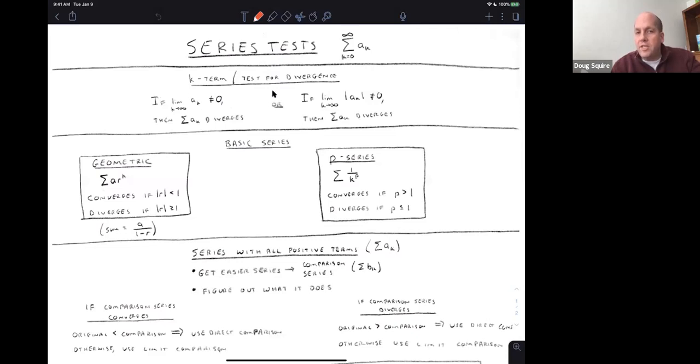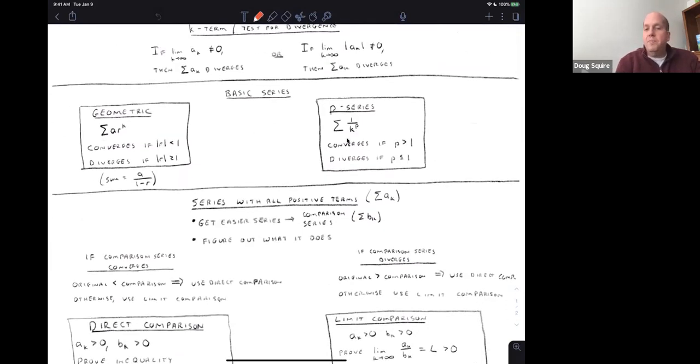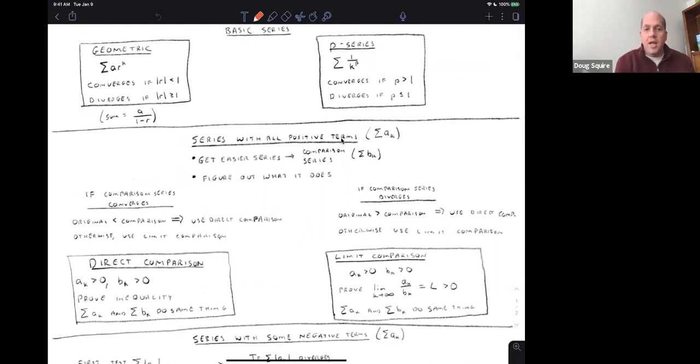So the first thing you can actually look at is the k-term test or the test for divergence. If the limit of the sequence is not 0, then the sum diverges. Or you can use the version where if the limit of the absolute value is not 0, then the sum diverges. Does that make sense? Okay, then you've got these two basic series: geometric and p-series. Obviously, if it's one of those, you do those, but most of the other problems we're dealing with break down into those. So on the series sheet that you did on series 3, they were series with all positive terms.